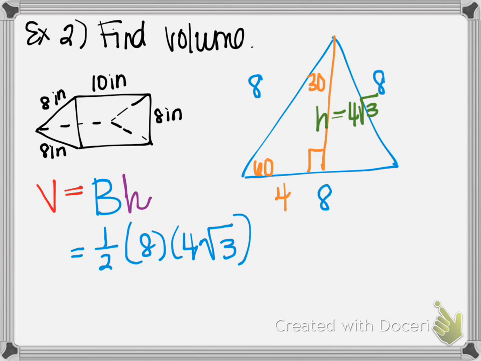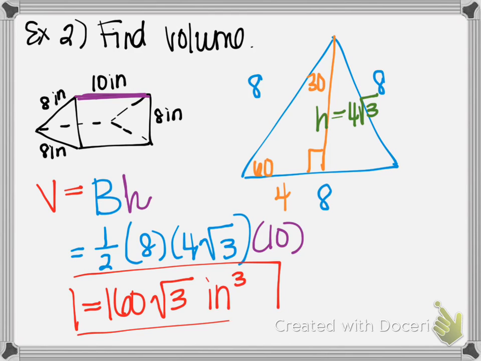I can now plug that in and find the area of my base. 1/2 times 8 times 4 radical 3, and I need to multiply that by the height of the prism, which is 10. Let's leave this in simplest radical form. I don't want to round, so let's do 1/2 times 8 times 4 times 10, and that will give you 160 square root of 3 inches cubed.